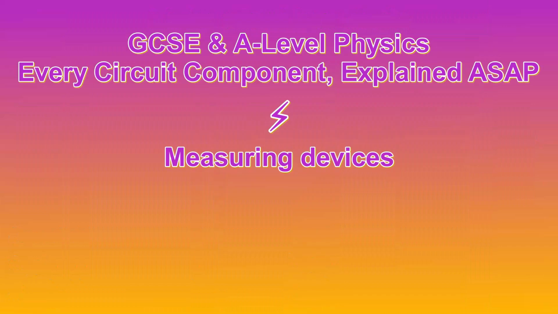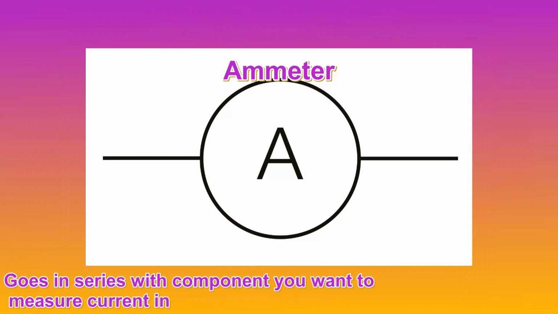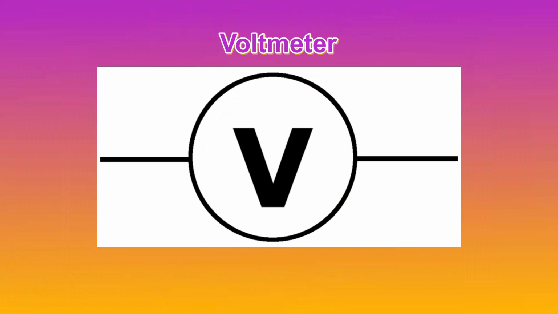Next up, we're going to be covering the circuit components used to measure quantities of electrical circuits. Now, first up is the ammeter, which measures the current going through any given component, and to do this, it needs to be in series with the component. Then there is the voltmeter, which measures the potential difference or voltage across any given component, and needs to be in parallel with the component to do so.